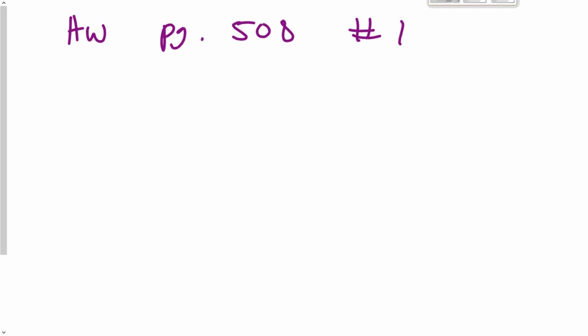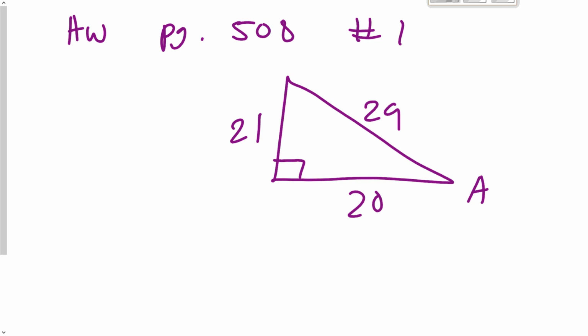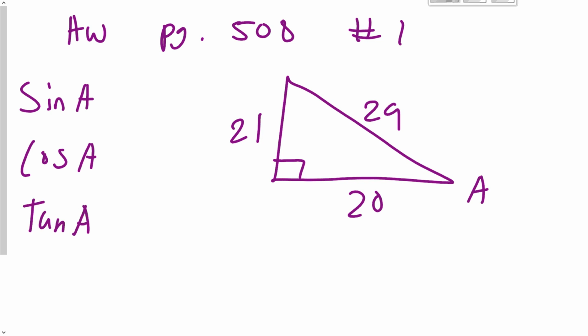So page 508, just number 1. So practice that, finding the trig functions of a right triangle using SOHCAHTOA. So we're going to look at this right triangle. We're just going to find sine of A, cosine of A, and tan of A. That's all they ask us to find. So we don't have to do all 6. Okay, so I'm looking at this angle. Sine is opposite over hypotenuse. Cosine is adjacent over hypotenuse.